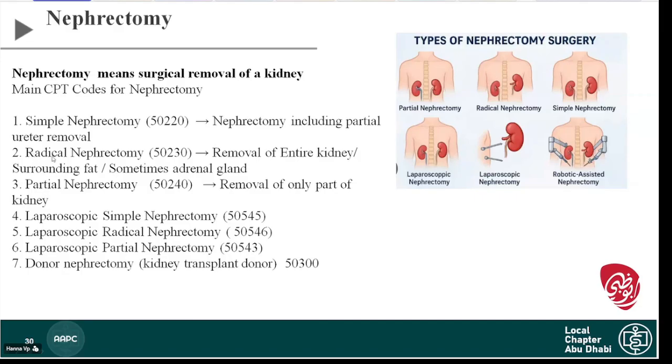And at the same time, radical nephrectomy, can you see the code? Removal of the entire kidney, surrounding fat, and sometimes the adrenal gland also. At the same time, you can see partial nephrectomy, removal of only part of the kidney. And laparoscopic simple nephrectomy, laparoscopic radical, which use the laparoscopy method. And donor nephrectomy, this is for kidney transplant donor purposes during transplantation from one body to another body. This is one of the main common procedures we do.